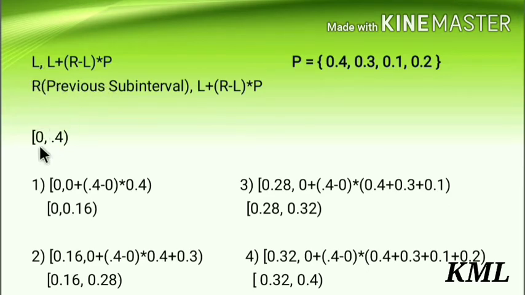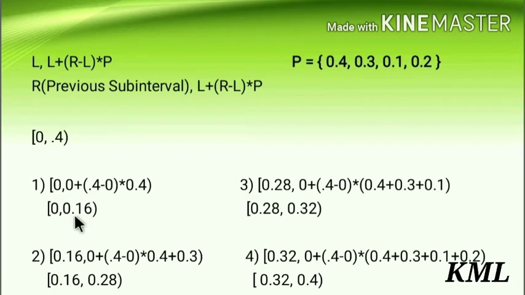First take this 0 as it is. Then for the right hand side, use this formula: L plus (R minus L) into P. What is L? 0. What is R? 0.4. So you get 0 plus (0.4 minus 0) into P1. Why P1? Because we are finding the first sub interval. What is P1? Our first probability, that is 0.4. So you multiply by 0.4 and you get 0.16.